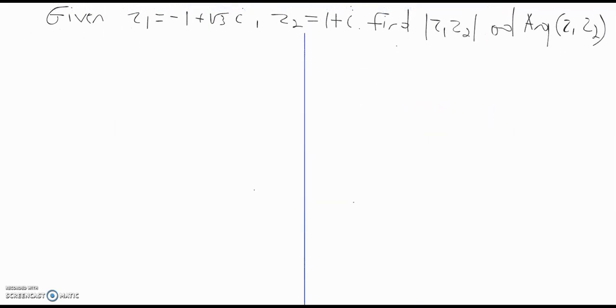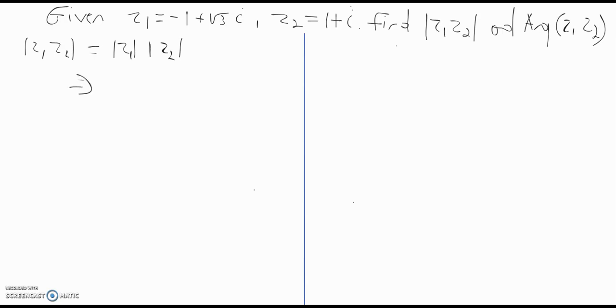All right, here's an example. Given that z1 is equal to -1 plus root 3 i and z2 is equal to 1 plus i, find the modulus of z1 times z2 and the argument of z1 times z2. So we're going to go right into the properties. We know that the modulus of z1 times z2 will be equal to the modulus of z1 times the modulus of z2. Now, how do I get the modulus?